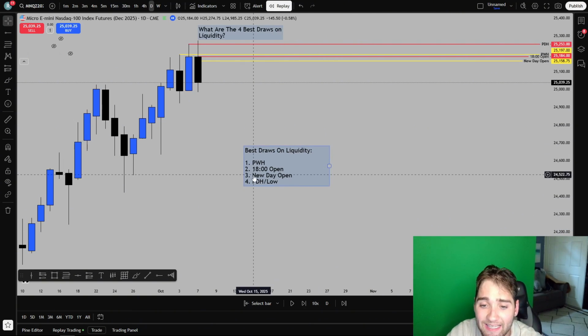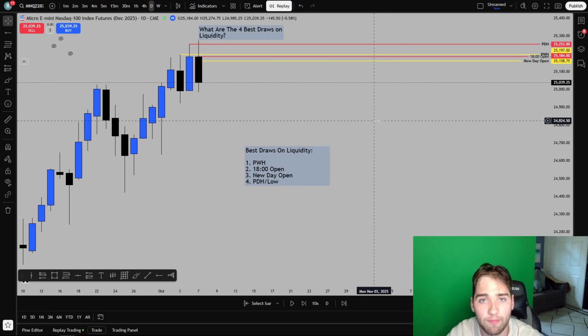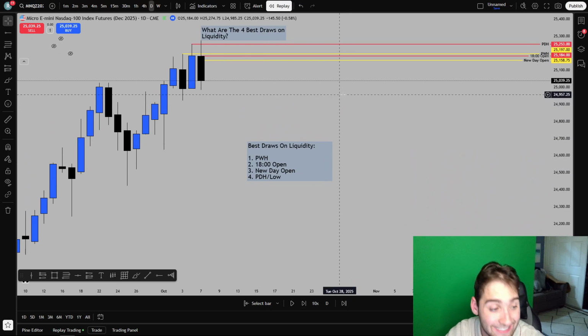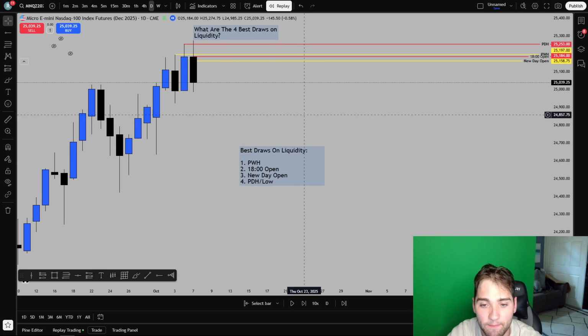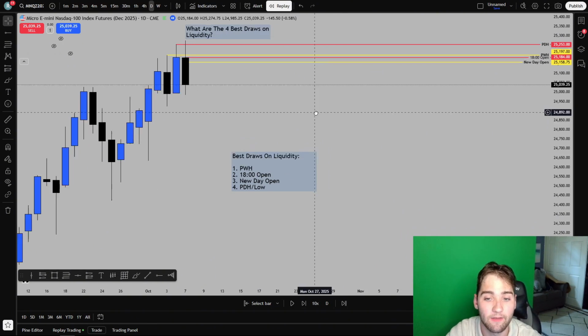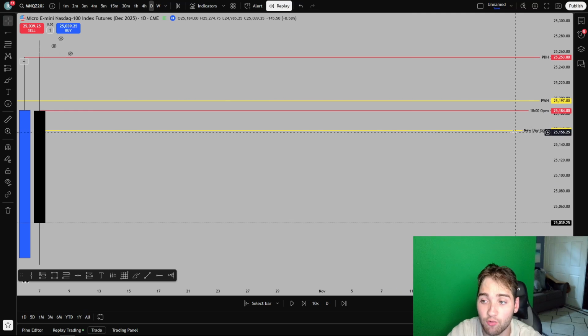And then our previous day highs / lows are really beneficial. Just the previous day high. Note that I didn't say previous days, just the previous day. That's all we're looking for. Previous day high / low marked out. Once you've got these marked out, it should look just like this. We've got previous day high, previous week high, the 18 o'clock open and the new day open.